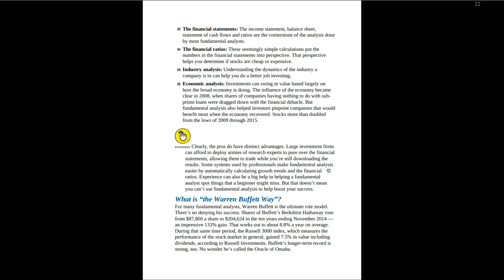were dragged down with the financial decay. But fundamental analysis also helps investors pinpoint companies that would benefit most when the economy recovered. Stocks more than doubled from the lows of 2009 through 2015.